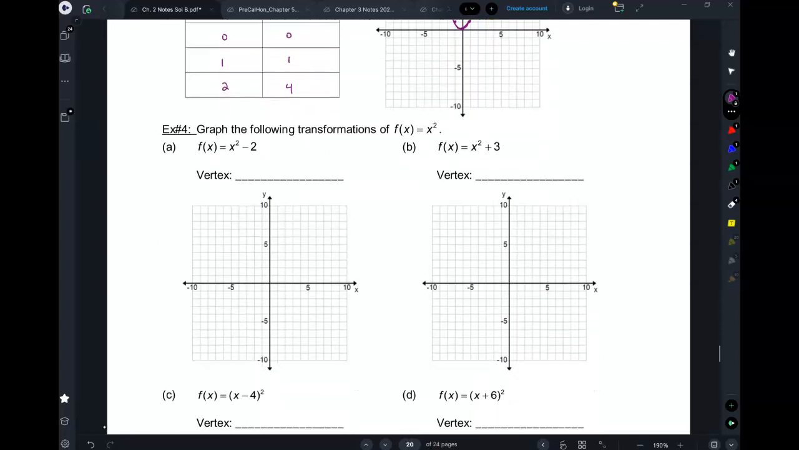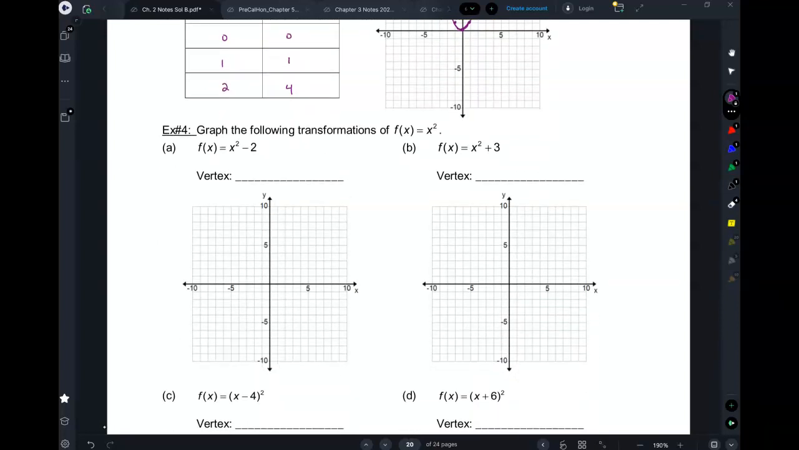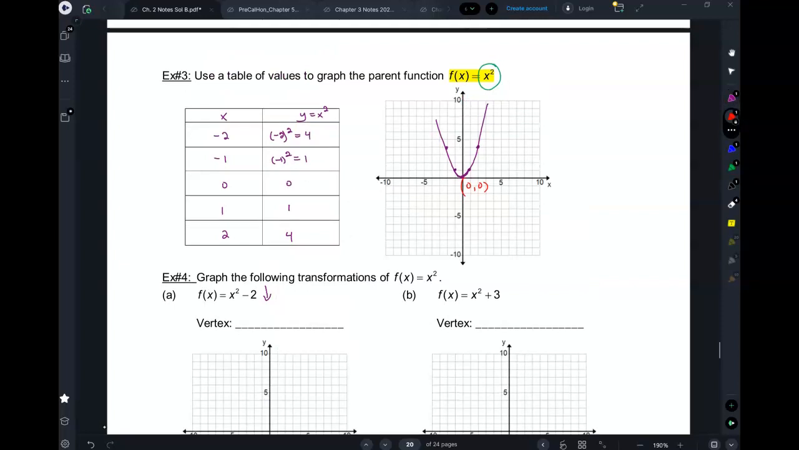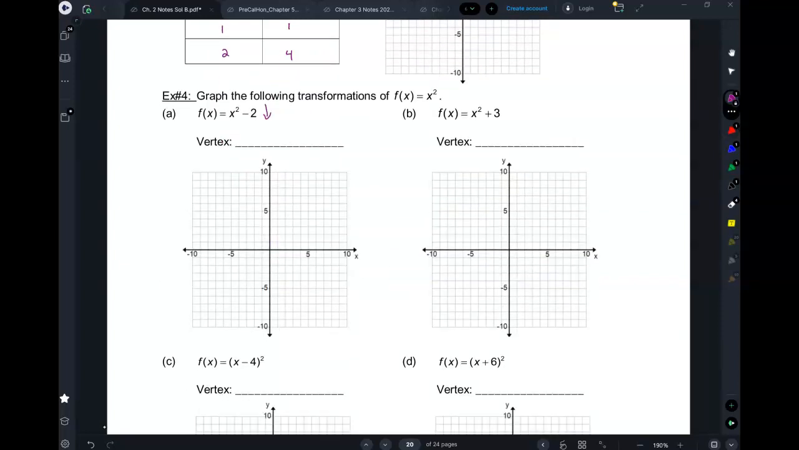Okay, so the next one, same transformations as before. This is why I wanted you guys to do the homework before. Same transformations. What does the -2 do to the graph? Down. Because it's outside, it moves it down. So here, the vertex was 0, 0 for this one. Now, the vertex is going to move down 2 spaces. So what's going to be the coordinates of the new vertex? 0, -2.